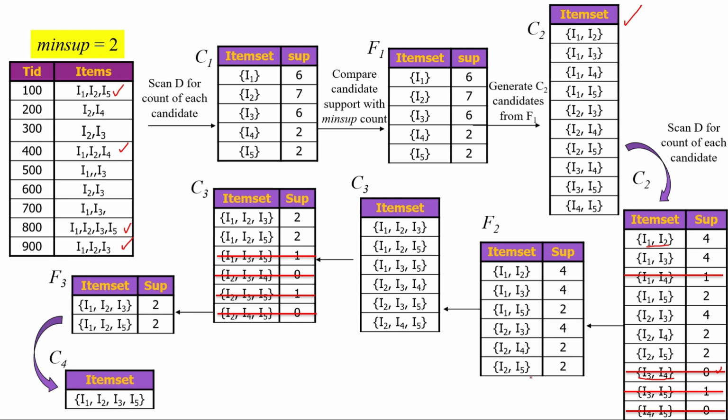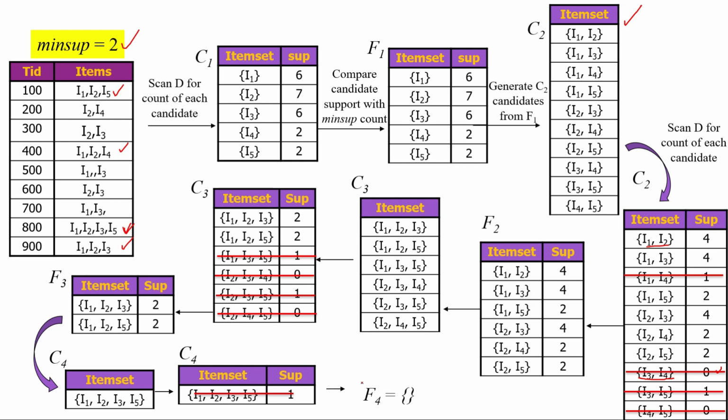So from this frequent 3-item set we can get a candidate item set of length 4, and this candidate item set's support count is only 1 because I1, I2, I3, I4 occurs only once, which is below our minimum support threshold. So that's why the frequent pattern of length 4 is an empty set. So we only get 2 frequent item sets of length 3, which are I1, I2, I3 with the support count of 2, and I1, I2, I5 with the support count of 2.